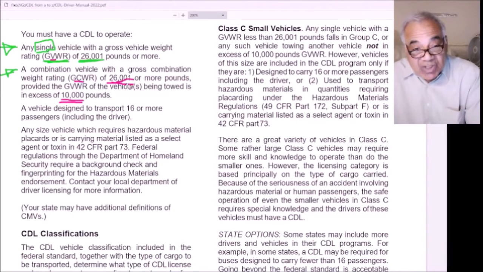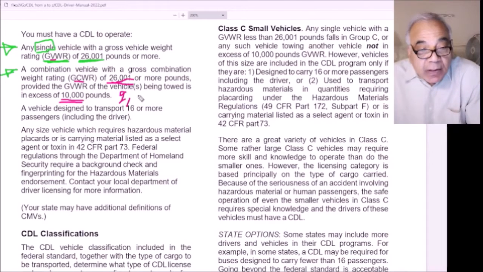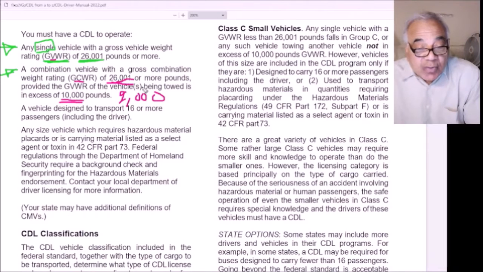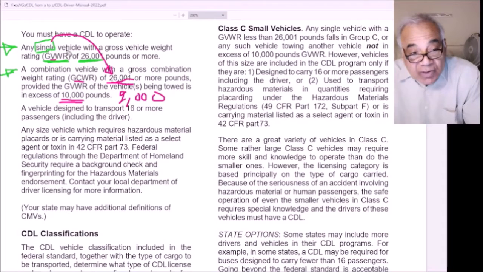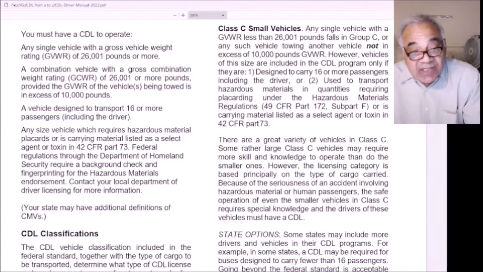Remember, there are two restrictions here. If the total combined gross weight is over 26,000, and your trailer is more than 10,000, you need a commercial driver license. What happens if your trailer is 9,000 pounds and you are over 26,000? You will not need a commercial driver license unless the first condition is satisfied. The first condition: a single vehicle over 26,000, or two vehicles over 26,000 with the condition that the trailer exceeds 10,000.